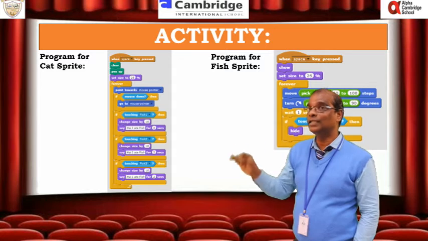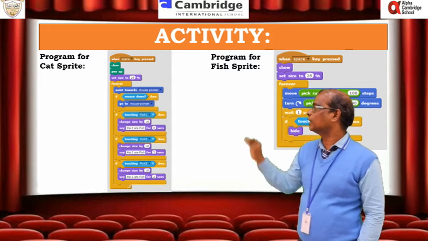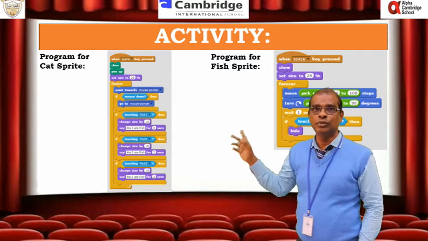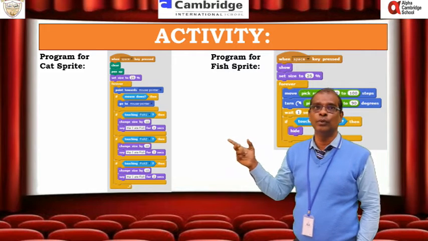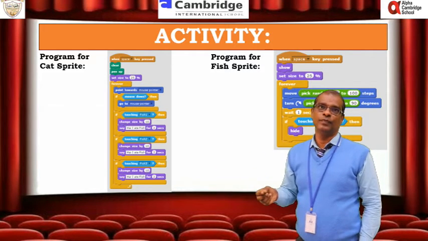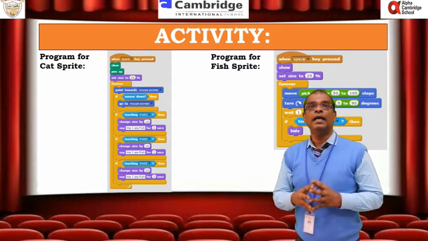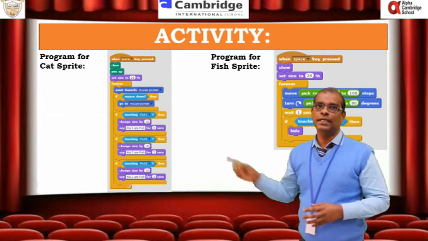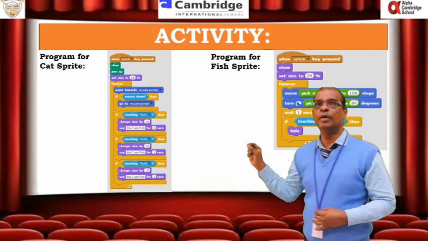If you correctly click the mouse above the fish, the cat will move to the place where the fish is. Then touching fish 1 will return true. What will happen? The change size block is there. Change size by 10%. That means the cat will increase in size by 10%. In addition to that, say is there. Say, I ate fish. It will be displayed for 2 seconds.